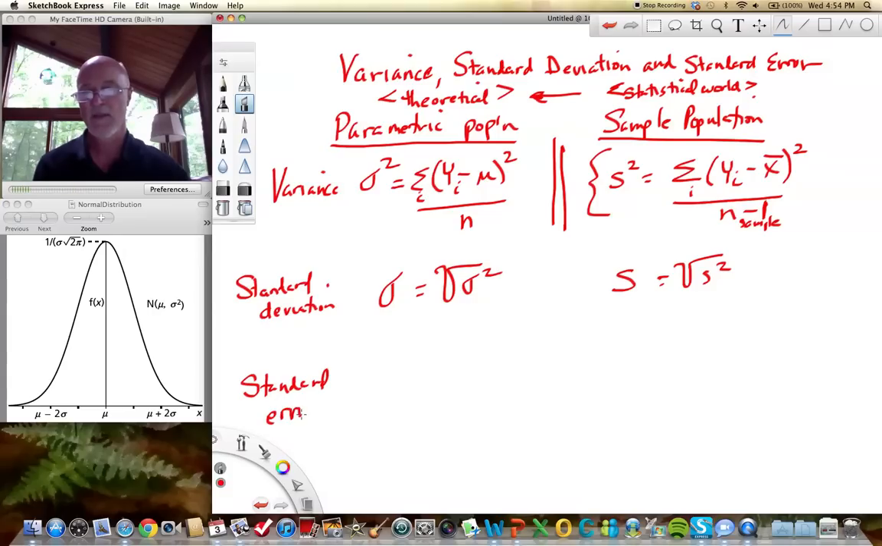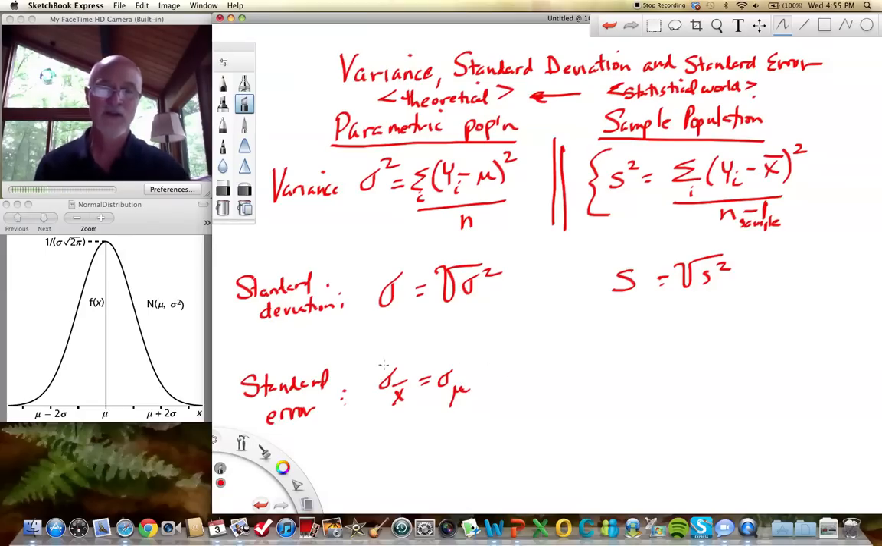And here's where people sometimes get confused. So I think people generally understand standard deviation and its relationship to variance. It's just the square root of the variance. But when we come to the standard error, things get a little bit confusing. So the standard error is the standard deviation of the distribution of the mean. And really, because we're talking about our parametric population, it's the distribution of estimates of this mean.